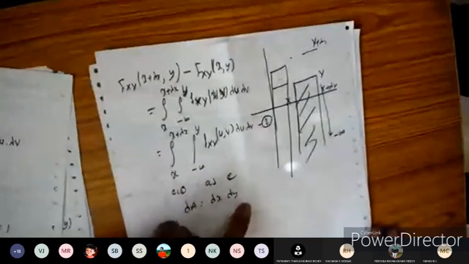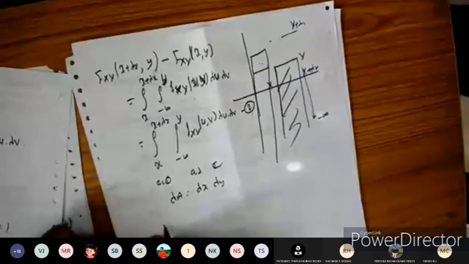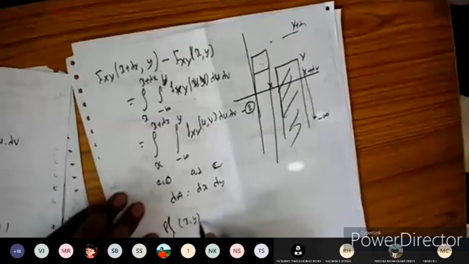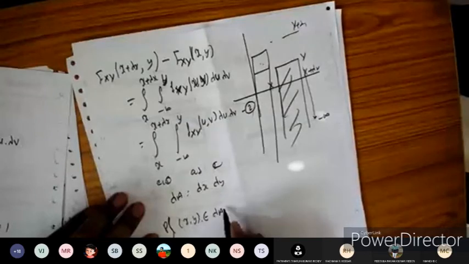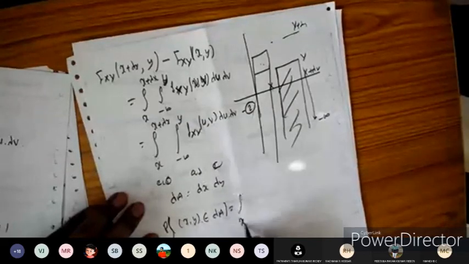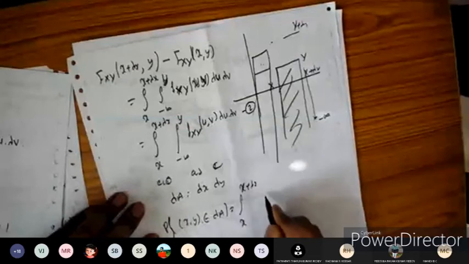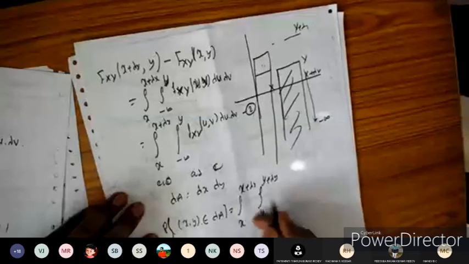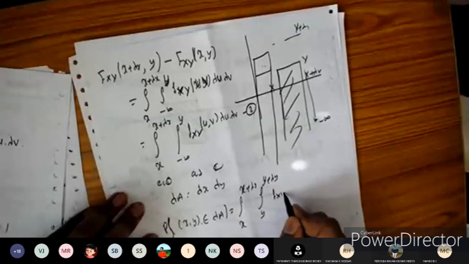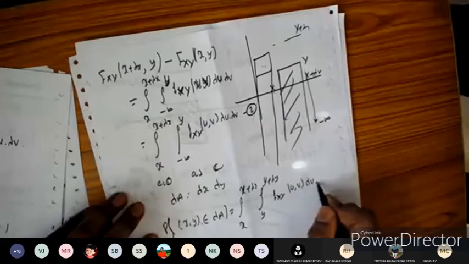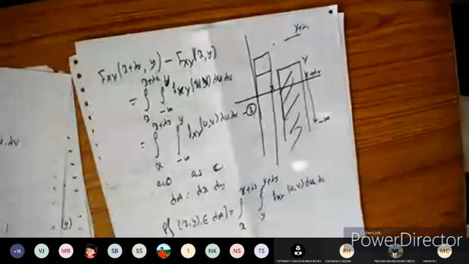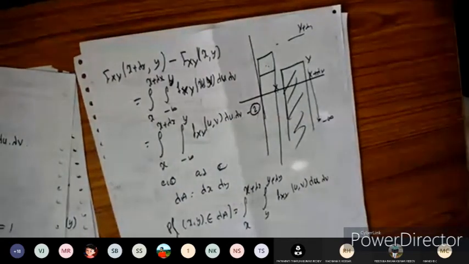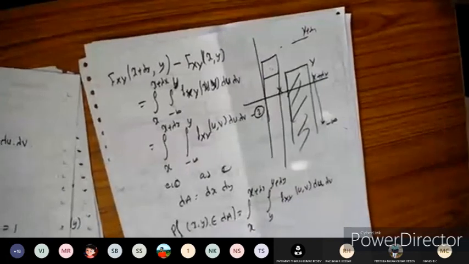dA is equal to dx into dy, given in terms of the probability that (x, y) belongs to dA. So this will be the integral from x to x plus dx and from y to y plus dy. So directly we can integrate, f_XY(u, v) du dv. Like this we can obtain it for the small portion of the area.